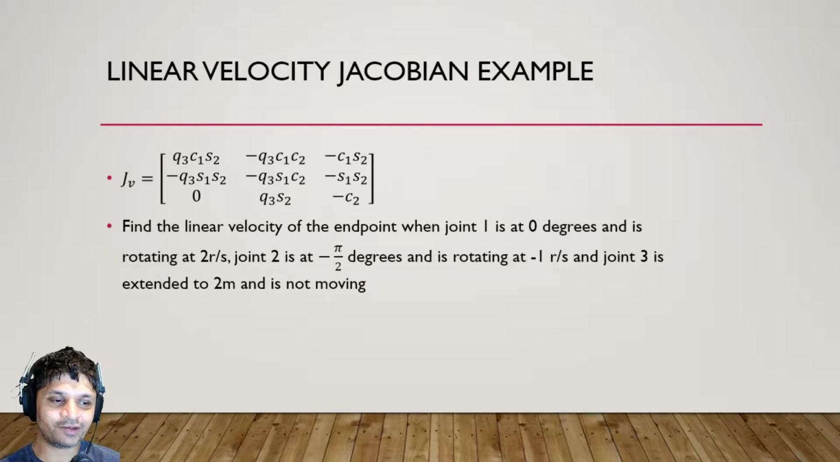I'm not gonna do it, but basically you just need to substitute all the things in and then multiply it by the appropriate Q dot. Okay, so remember the Q items are the parameters in here and the Q dot items are the ones that we multiply by. And that's how we'll get the linear velocity.